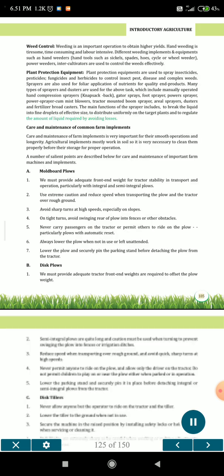Weed control. Weeding is an important operation to obtain high yields. Hand weeding is tiresome, time-consuming and labor-intensive. Different weeding implements and equipment such as hand weeders, hand tools such as sickles, spades, hoes, cycle or wheel weeder, power weeders, intercultivators are used to control the weeds effectively.